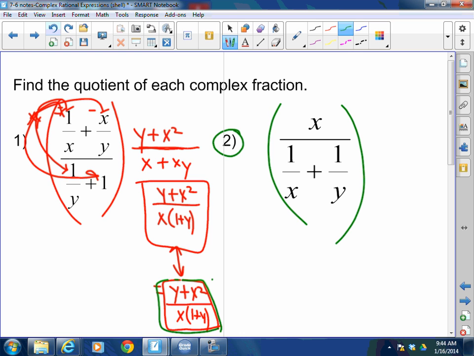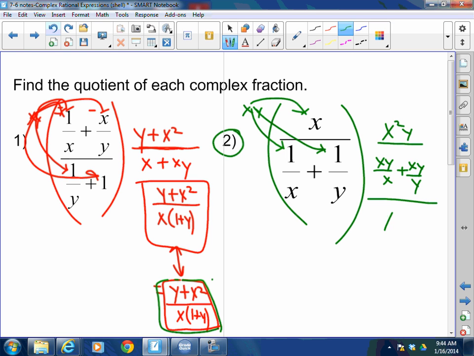Look, what's the LCD here? XY. So multiply to that, and to that. So I got x squared y over xy over x plus xy over y. So that's going to equal x squared y over y plus x. Done.